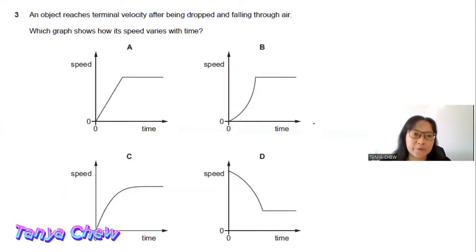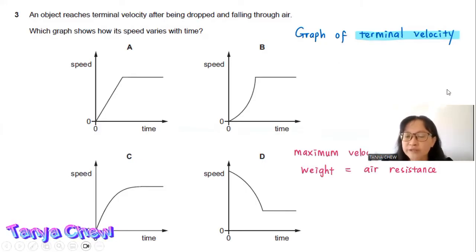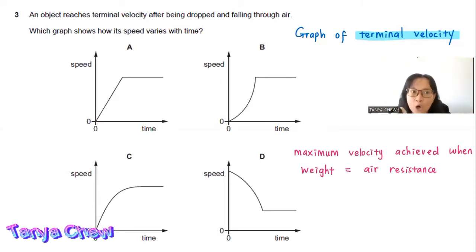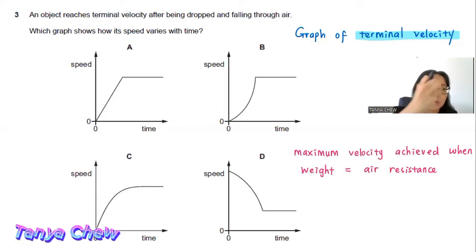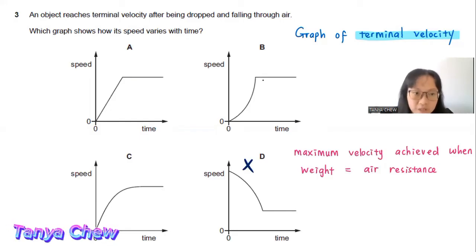Question number 3, an object reaches terminal velocity after being dropped and falling through air, which graph shows how its speed varies with time. Now, when they ask about terminal velocity, you have to recall, some of the students really memorize the graph of terminal velocity, which is very important. But I would define what is terminal velocity. Now, terminal velocity is defined as the maximum speed achieved by the object when the weight of the object is being offset by air resistance. So it is a maximum speed. So say goodbye to D. D is not a possible answer. It could be A, it could be B, it could be C.